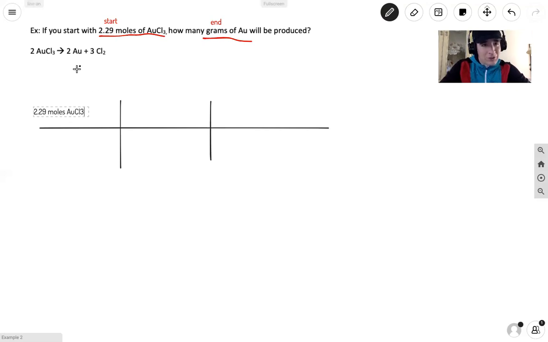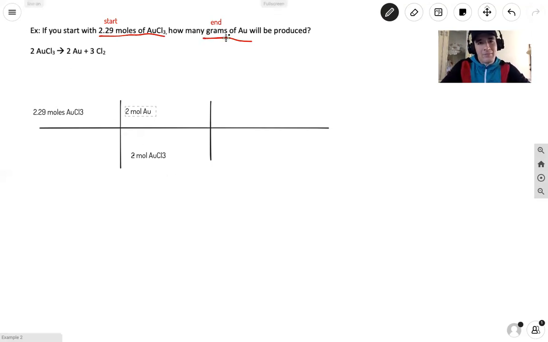So for every 2 moles, let's see the molar ratio here. For every 2 moles of gold trichloride, I get 2 moles of gold. So molar ratio, 2 moles of gold trichloride give me 2 moles of gold. So we're going to do the bridge here. 2 moles of gold trichloride will give me 2 moles of gold. I got this molar ratio from this problem over here. Okay, I did my bridge.